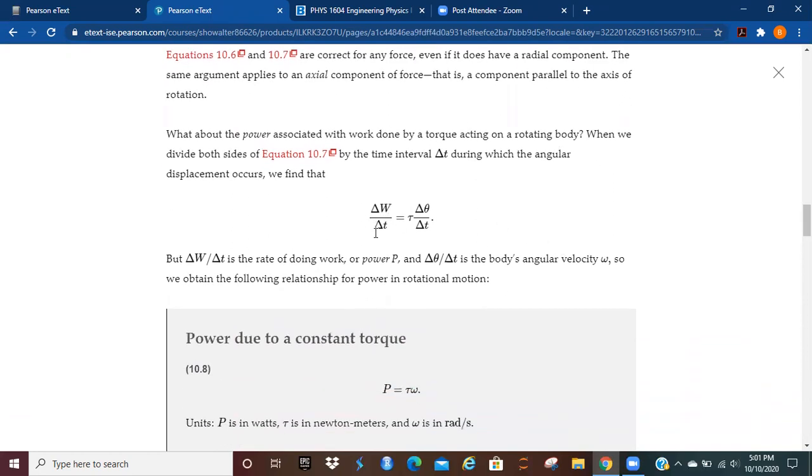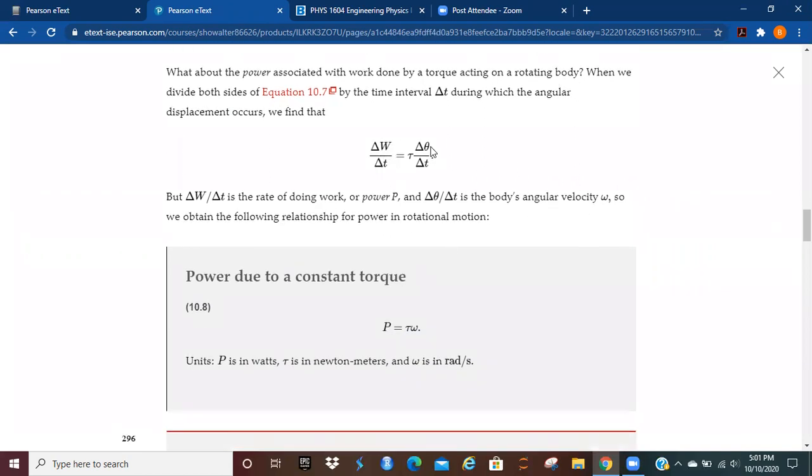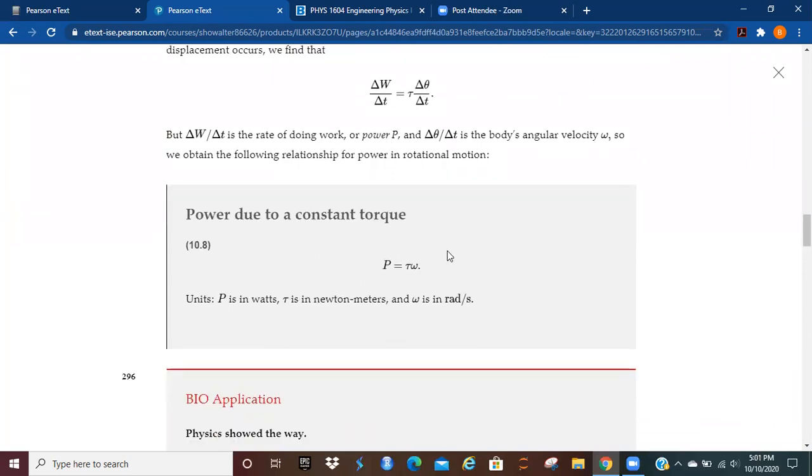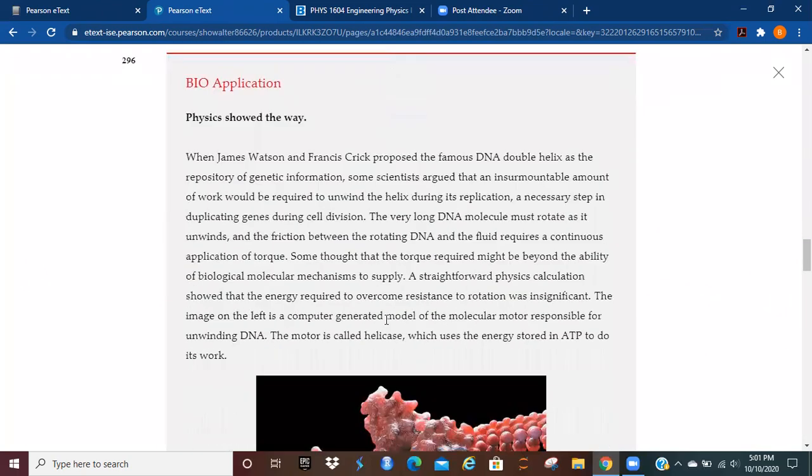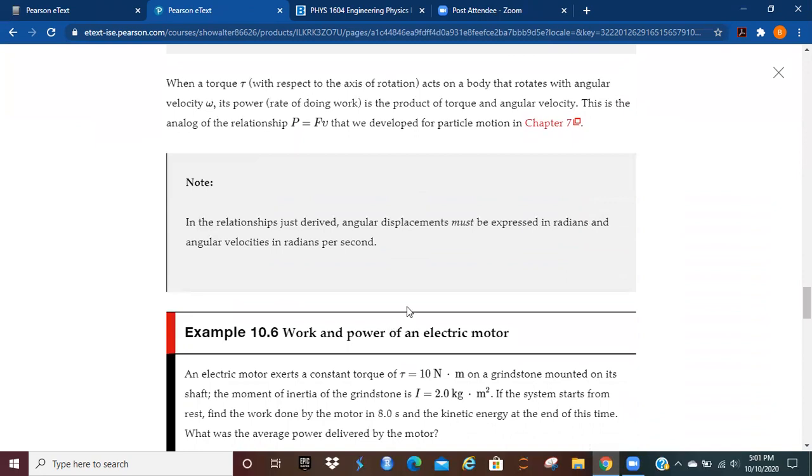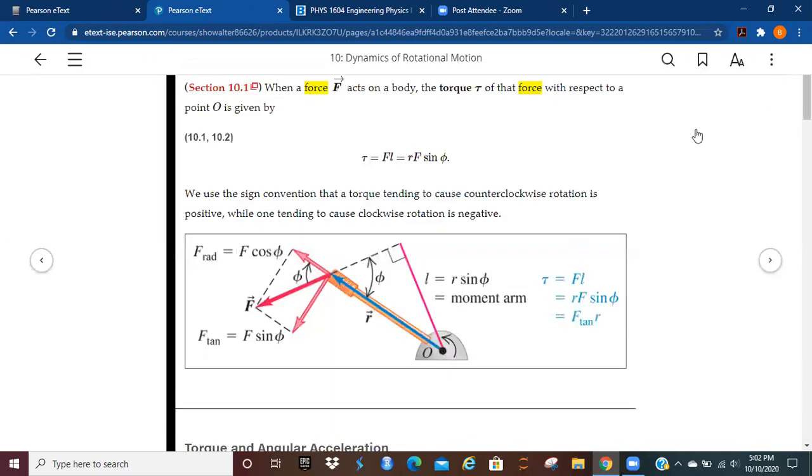Since the change in work over the change in time is the definition of power, this is going to be the rotational analog that goes along with it. That's going to be the same as the torque times the change in angular displacement over the change in time. So that's going to be our definition of power. Power is going to be equal to the torque times the angular velocity. In the relationships that we've derived, angular displacements must be expressed in radians and angular velocity in radians per second.